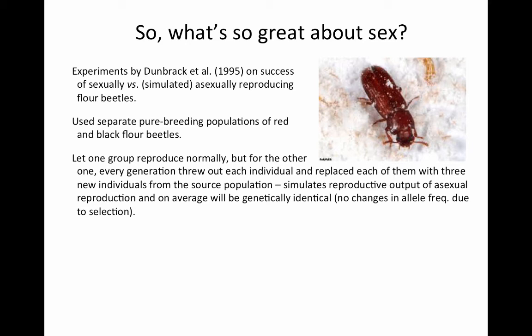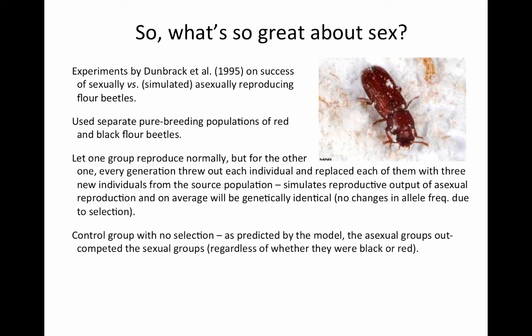So this idea that they're going to, on average, produce more offspring than the sexually reproducing ones. Each one is replaced by three more. And on average, they'll be genetically identical since they're being taken from the same source population. So they used a control group with no selection. And as predicted by the model, the asexual groups outcompeted the sexual groups every single time.